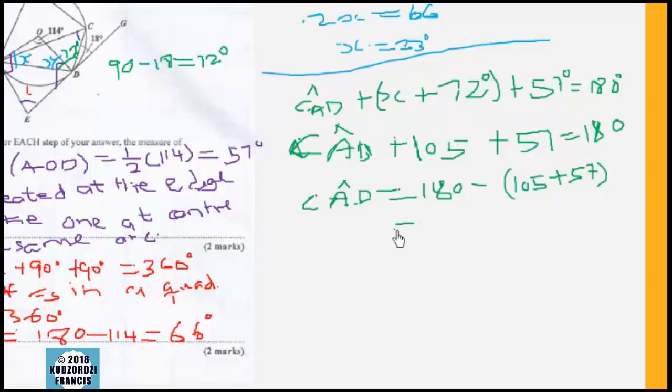And this will be equal to 18 degrees. So angle OAC, what we are asked to calculate, angle OAC over here, will be equal to 33 minus 18 degrees, and this will be equal to 15 degrees.